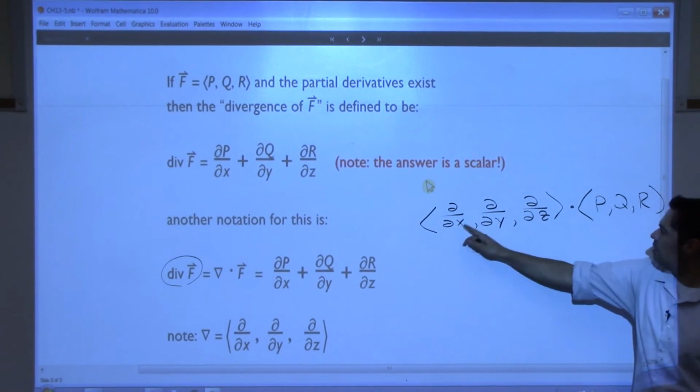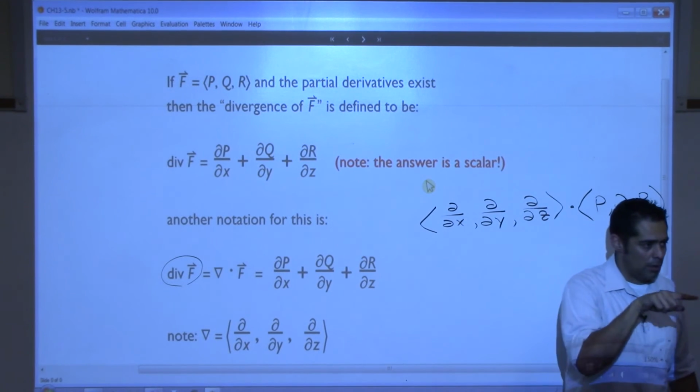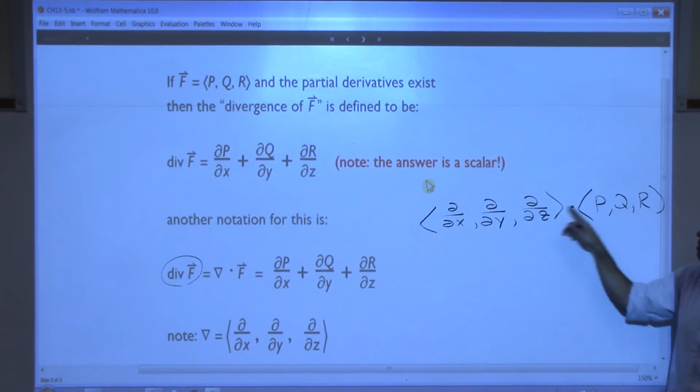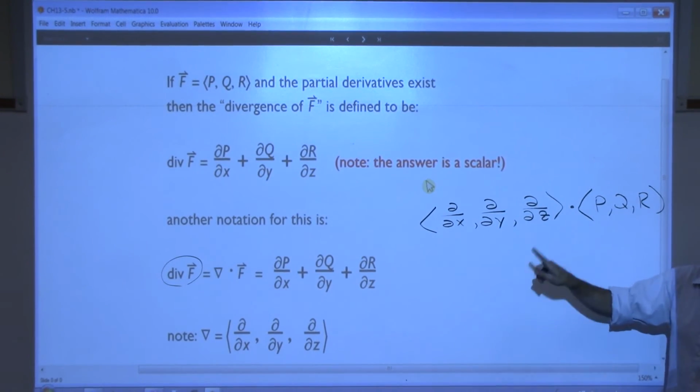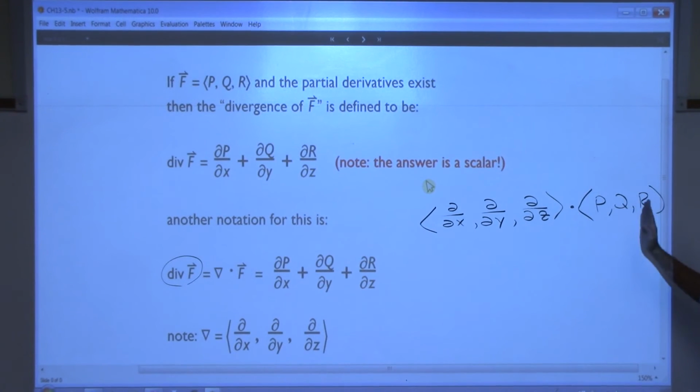Which means the partial of p with respect to x, because it's a dot product, plus the partial of q with respect to y, plus the partial of r with respect to z. So it's super easy. All you're doing is taking the derivative of each of these component functions with respect to x, y, and z respectively and adding them together. And that's it.